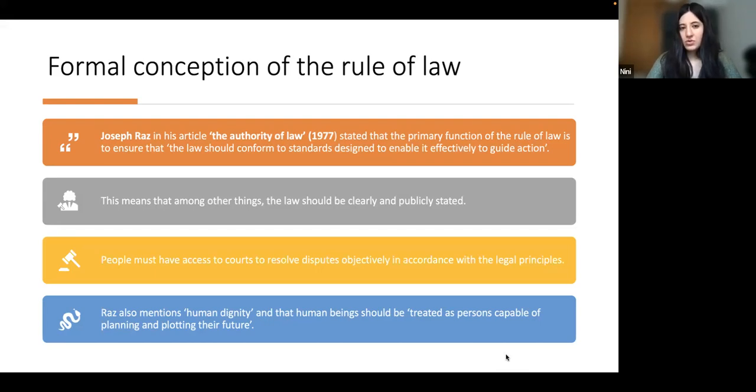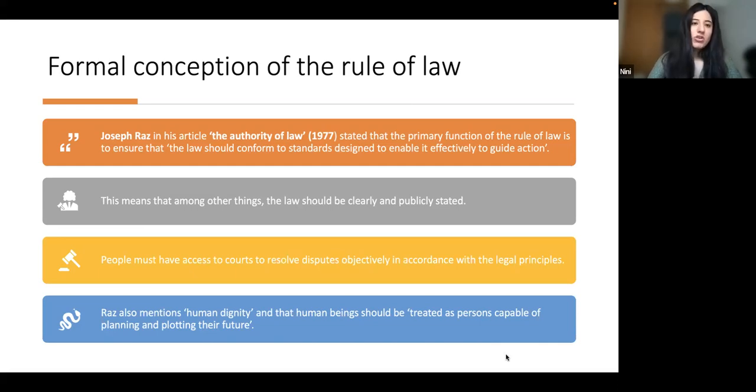Joseph Raz, in his article, The Authority of Law, stated that the primary function of the rule of law is to ensure that the law should conform to standards designed to enable it effectively to guide action. This means, among other things, the law should be clearly and publicly stated. People must have access to courts to resolve disputes objectively in accordance with the legal principles. And he mentioned human dignity. Human beings should be treated as persons capable of planning and pursuing their future.